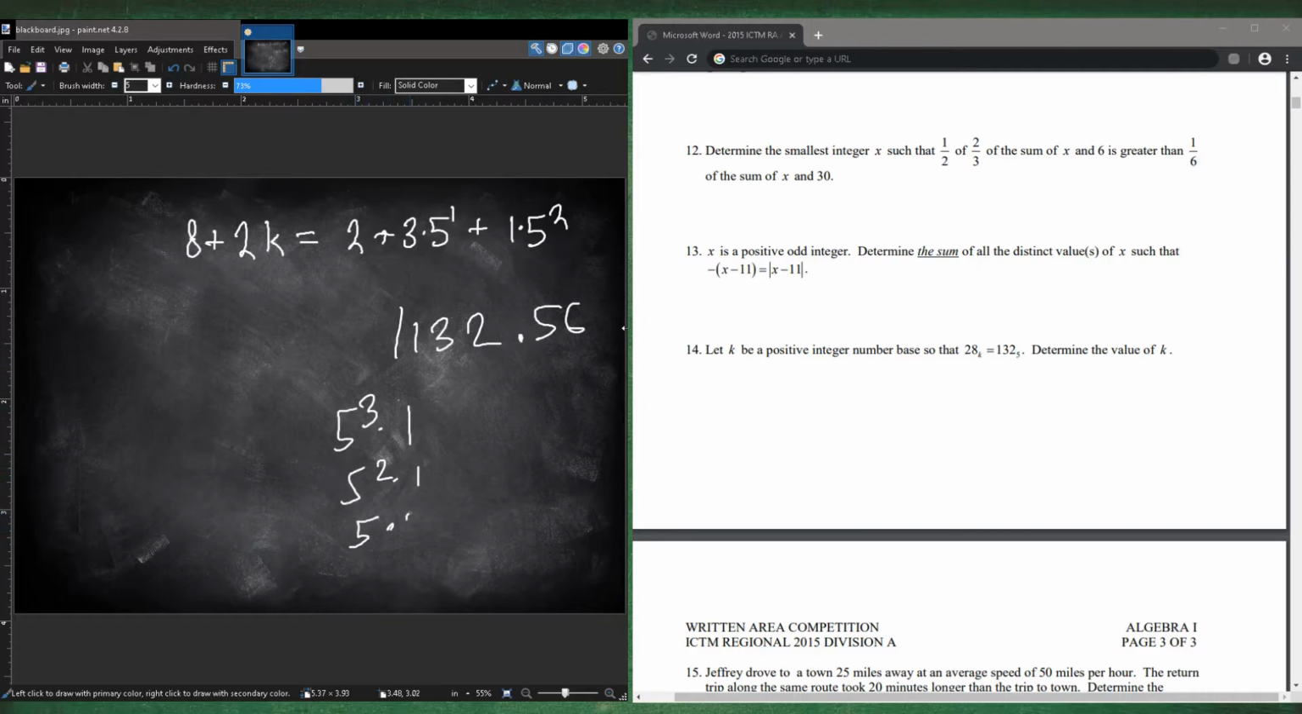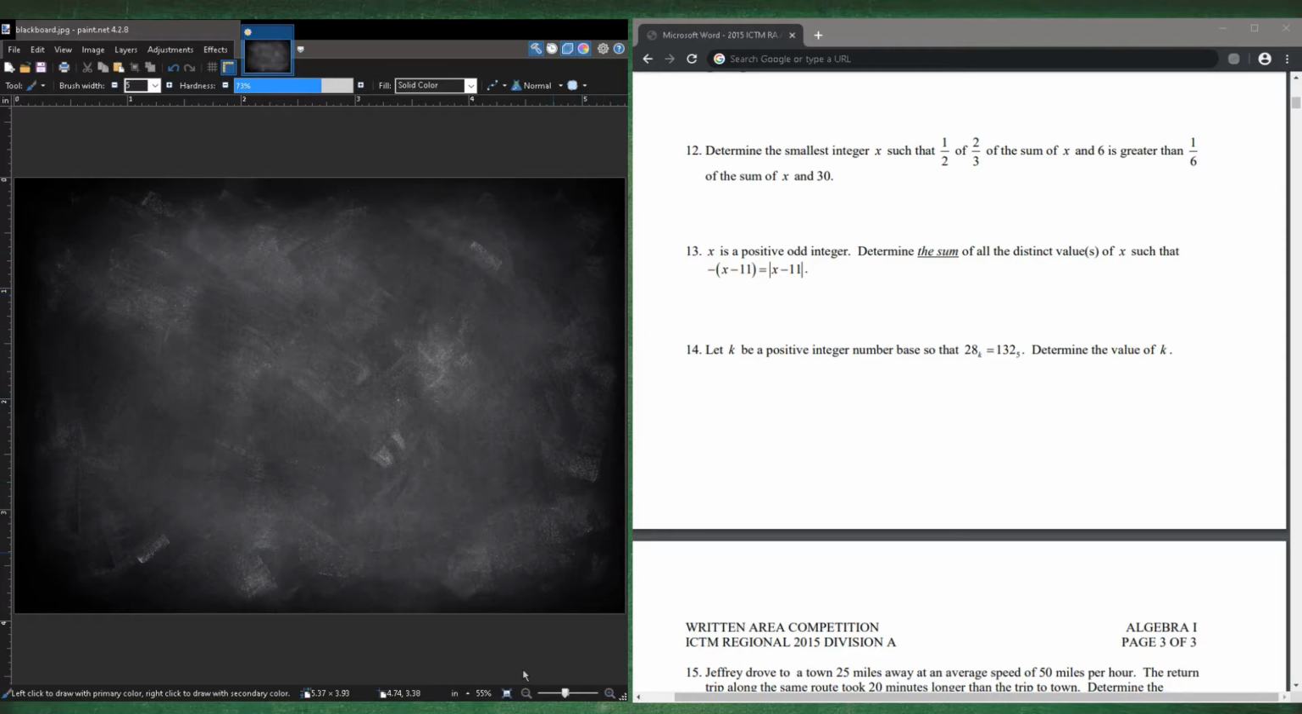Then 5 times 3. Then 5 to the 0 times 2. Then 5 to the power of negative 1, like if this is base 5, 5 to the negative 1 times 5, then 5 to the negative 2 times 6. So you kind of see how the pattern works. So 5 to the 3, 5 squared, 5 to the 1, 5 to the 0, 5 to the negative 1, 5 to the negative 2, right? And you just follow the pattern. And that's basically how it is.